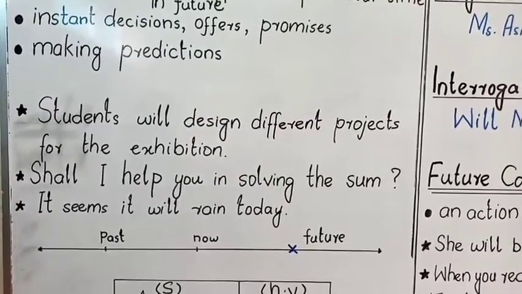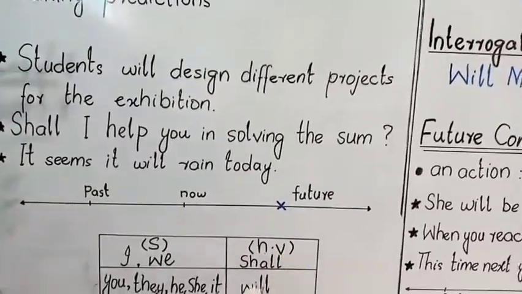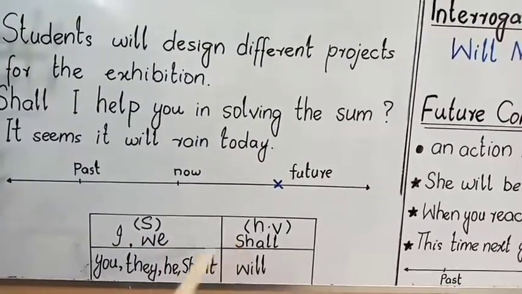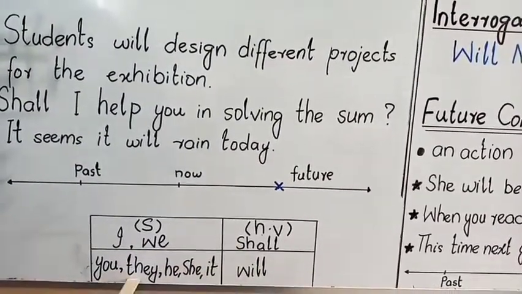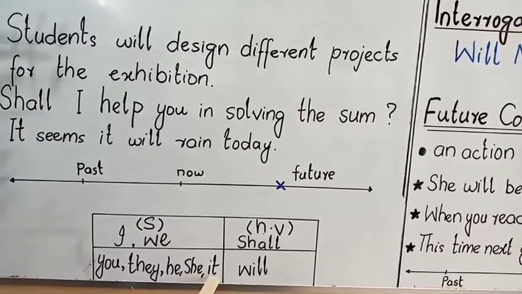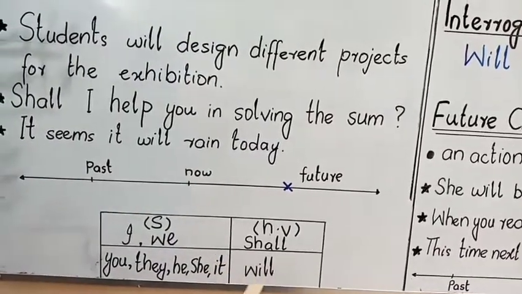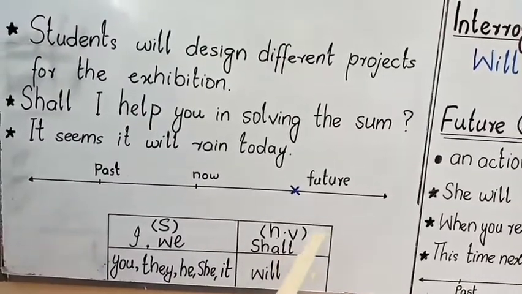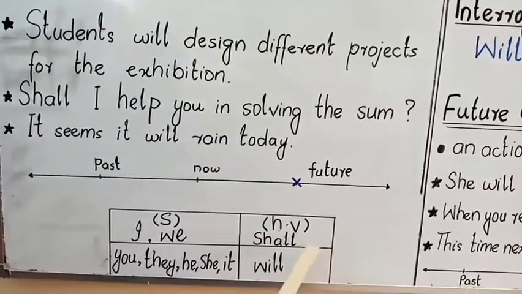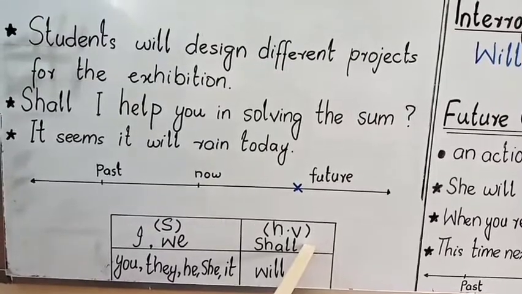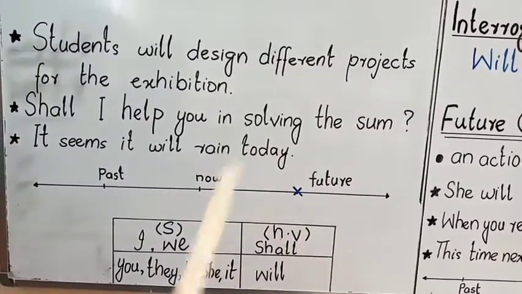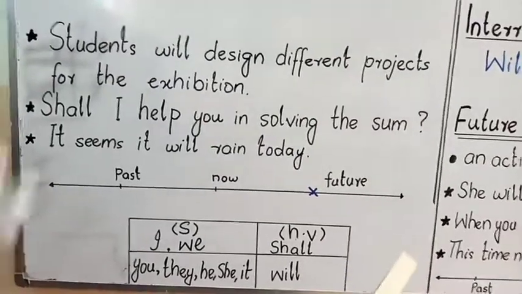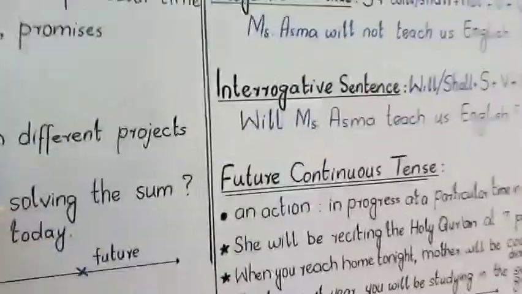So come to the subject and helping word combination. For I and we, we use shall. And for you, they, he, she, it, and for all nouns, we use will. In modern English, the use of shall has become old-fashioned. But that is another debate, and we will do this some other time. So come to the formulation.